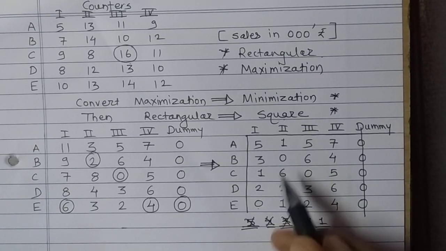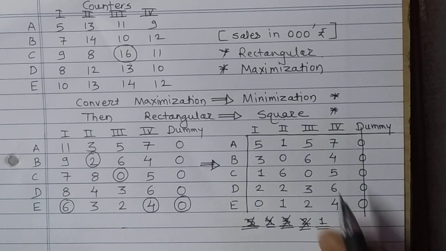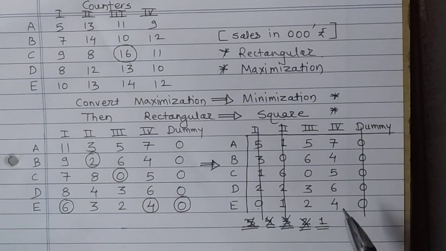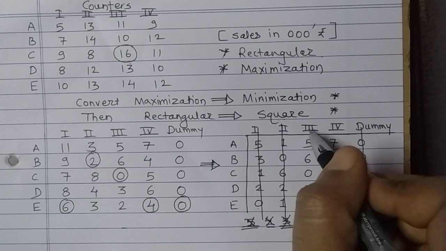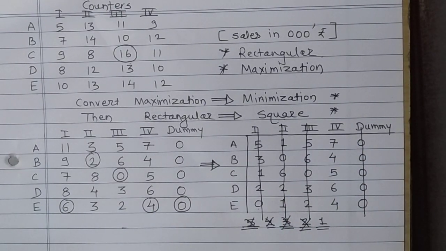1 zeros are available in 3 columns. So either you can draw 3 vertical lines or you can draw horizontal lines. For simplicity, I will draw vertical lines covering the zeros. Now how many lines are drawn? 1, 2, 3, 4. Only 4 lines are drawn, and the order of this matrix is 5. So the number of lines drawn is 4, which is less than the order of the matrix, which is 5. Therefore the solution is not optimum.